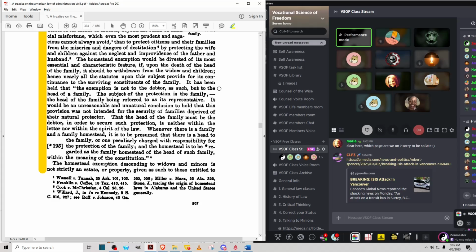Whenever there is a family and a family homestead, it is to be presumed that there is a head to the family, one or more persons charged with the responsibility for the protection of the family, and the homestead is to be regarded as the head of such family within the meaning of the Constitution.